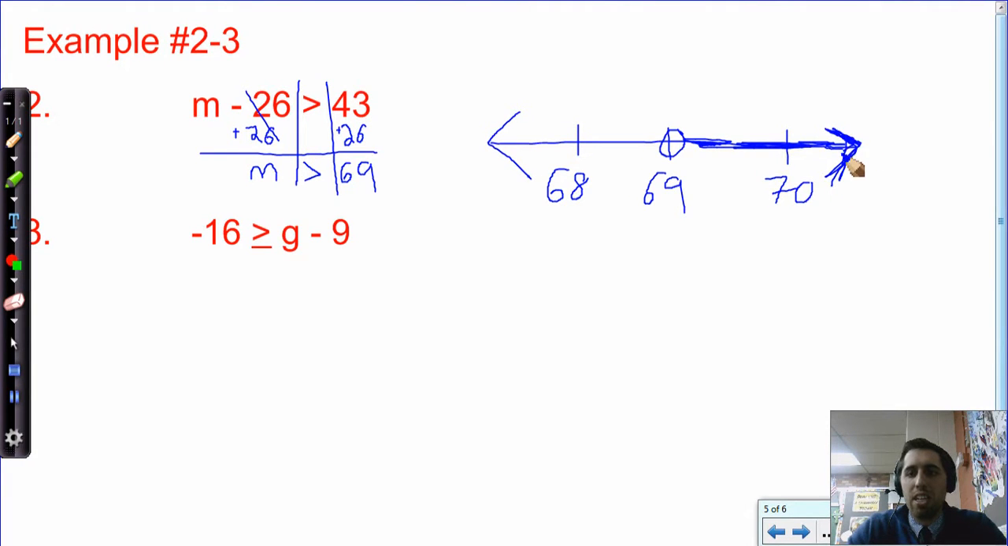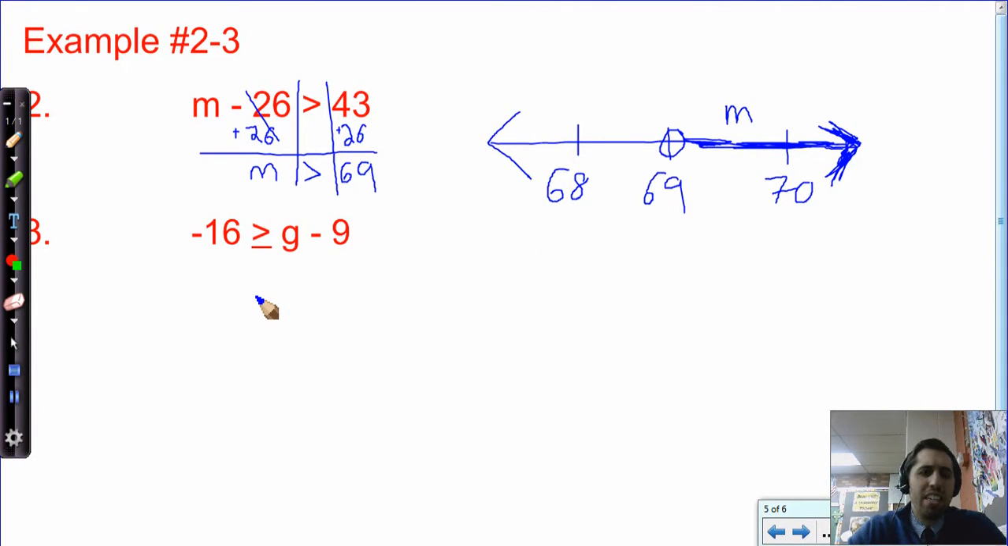So you should be shading just as I do. Show that we shade the solution. Anything that could make this true, anything we could put in for m and make it true is shaded. So 70 minus 26 is greater than 43, so it's shaded. Let's go on to the next one.